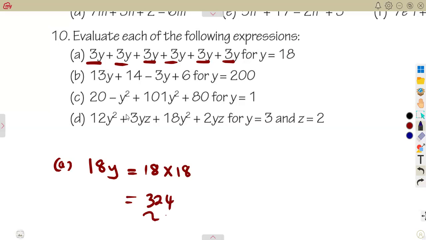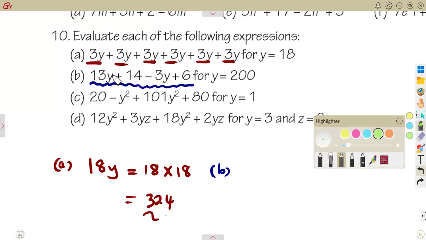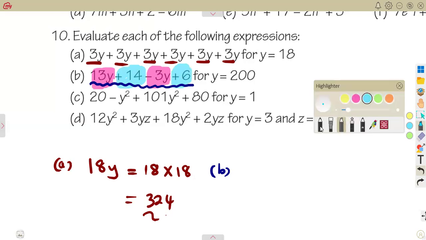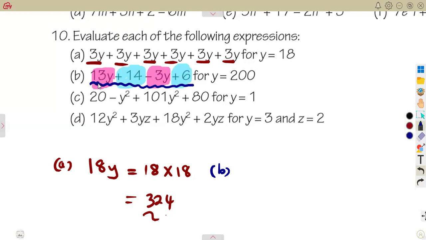So just substitute. On B, before you substitute, you see that they are like terms to be considered. Which like terms am I considering here? I have got the 13y and the -3y. I also have the 14 and the 6. So add these like terms first. All right, 13 minus 3, that is going to be what? 10y. 13 minus 3. Then you add the 14 to the 6.